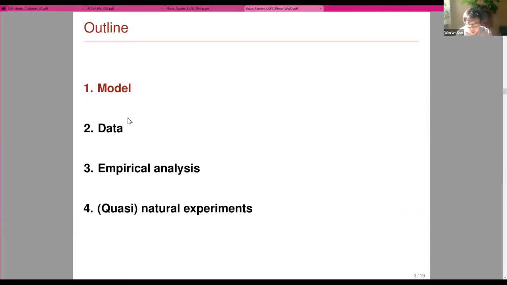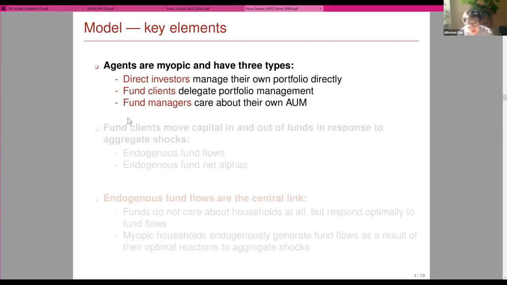So now let me introduce the model. Basically, I will use just two slides to give you a brief overview of the key elements and the key results of the model. Given the time, I will not be able to go into the details of the model. So in the economy, you can think there are three types of agents, and they are all myopic. Very simple. They are not sophisticated.